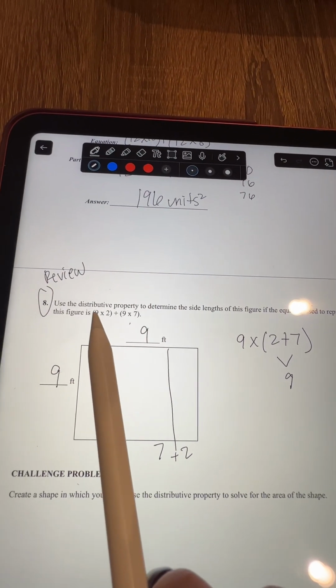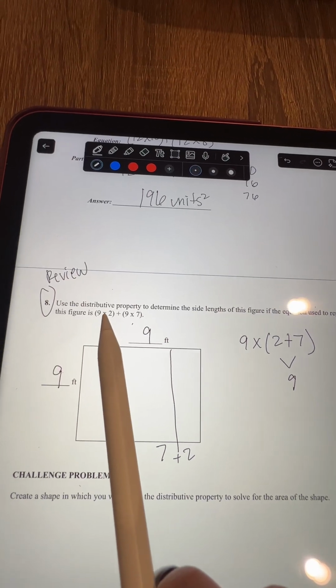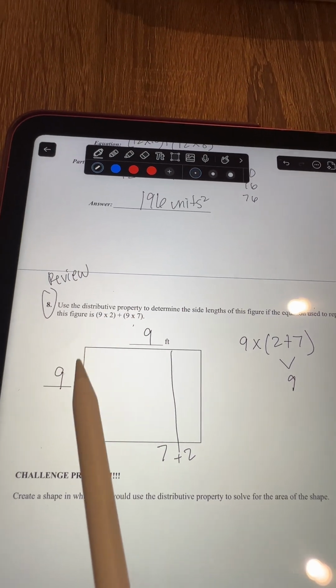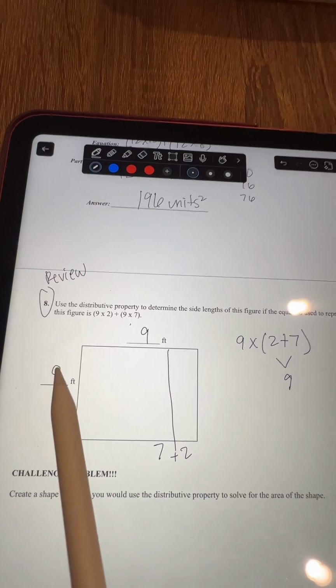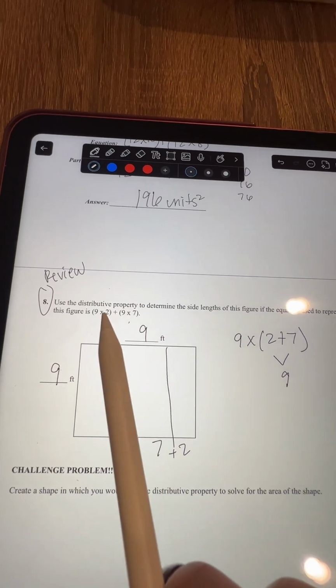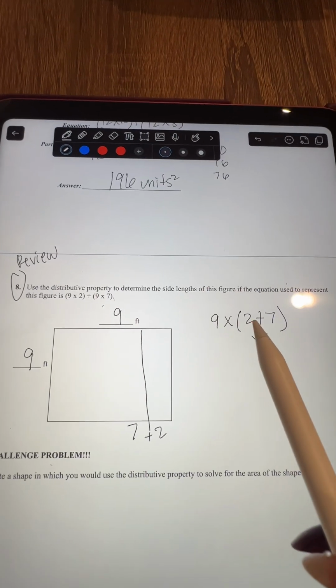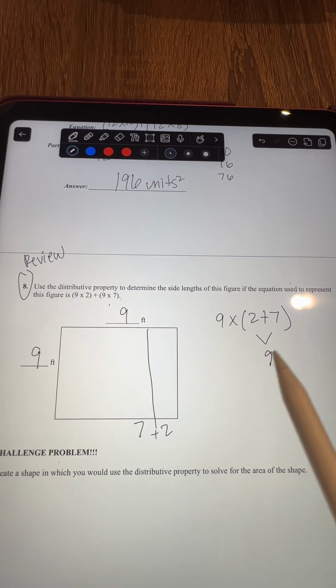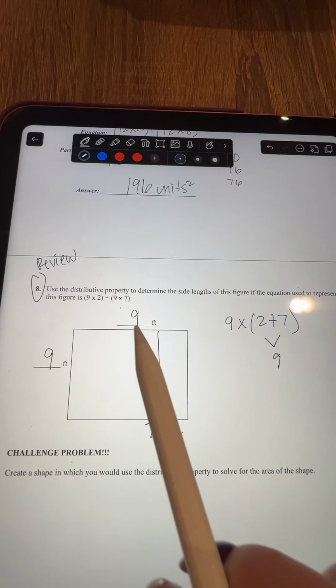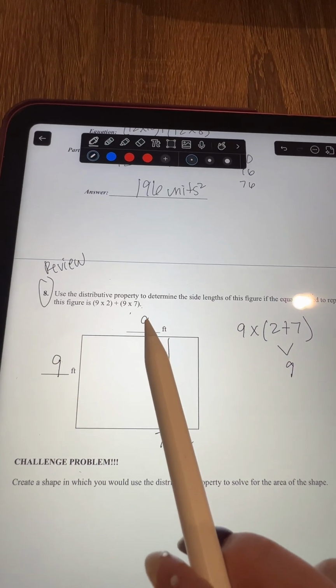So we see here that 9 is distributed into both of these parentheses. So that's how we know one of the side lengths is 9. The other two numbers are going to be your add-ins, which you add together. So 2 plus 7 is 9. That is going to be your other side length. So your other side length is 9.